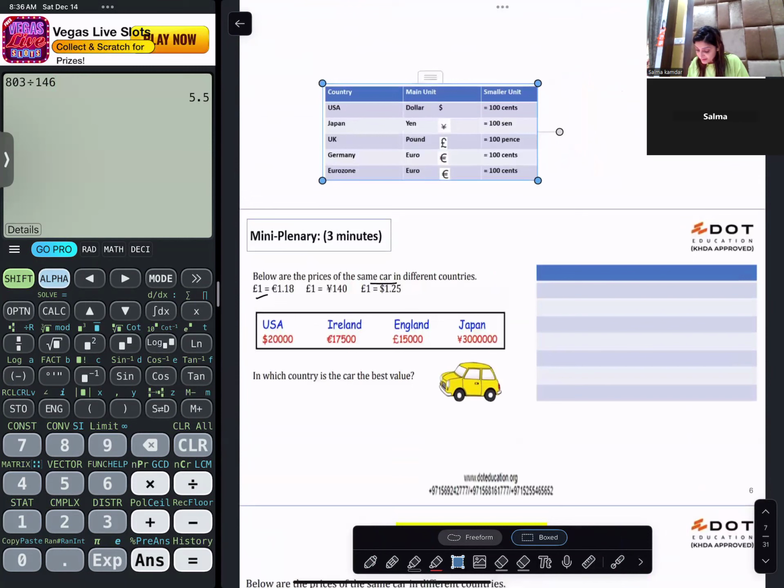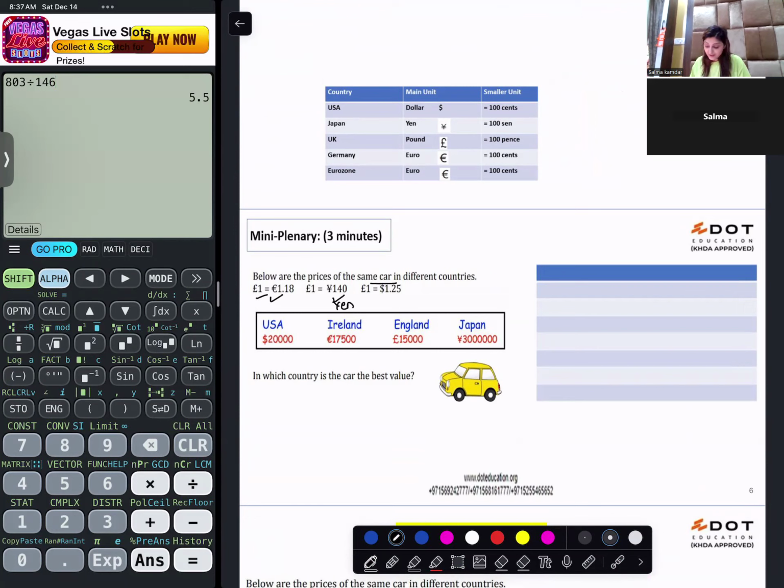They've given us 1 pound is 1.18 euro, 1 pound is 140 yen, and 1 pound is $1.25. And the car in different countries: in USA it is costing $20,000. In Ireland it is costing 17,500 euros. In England it is costing 15,000 pounds. And in Japan it is costing 3 million yen.